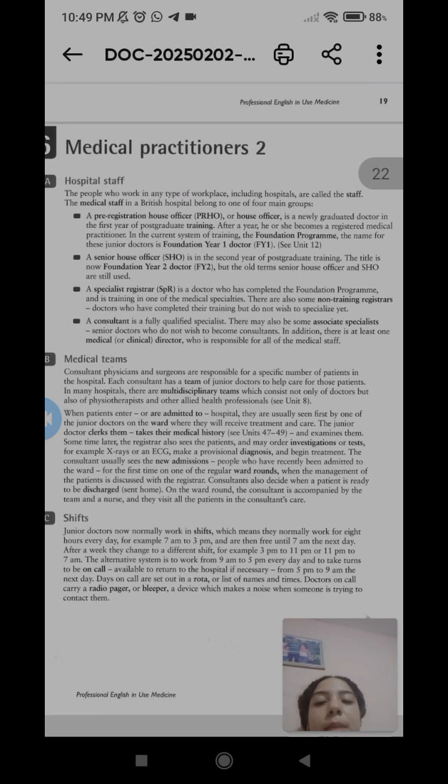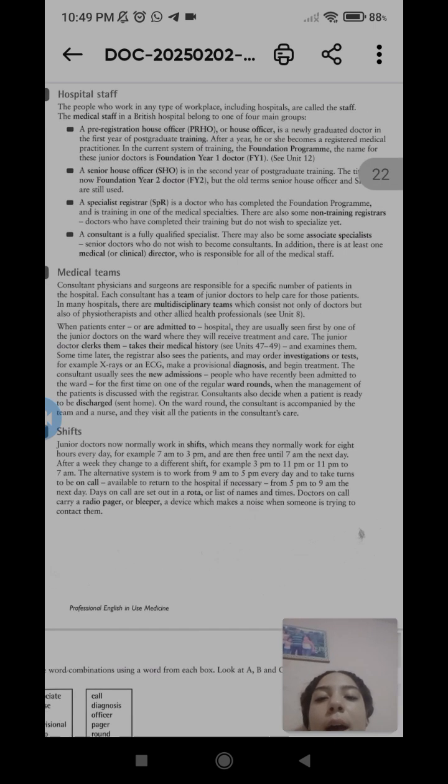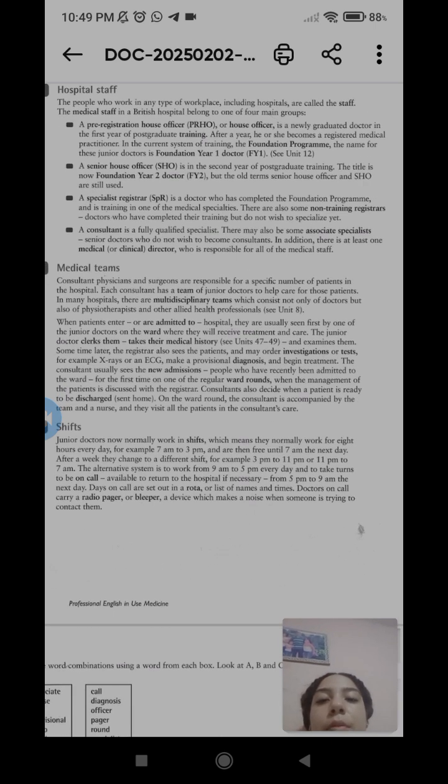The next part is medical practitioner 2, hospital staff. The people who work in any kind of workplace, including a hospital, are called the staff. The medical staff in a British hospital belong to one of four main groups. A pre-registration house officer (PRHO), or house officer, is an early graduate doctor in the first year of postgraduate training. After a year, he or she becomes a registered medical practitioner.